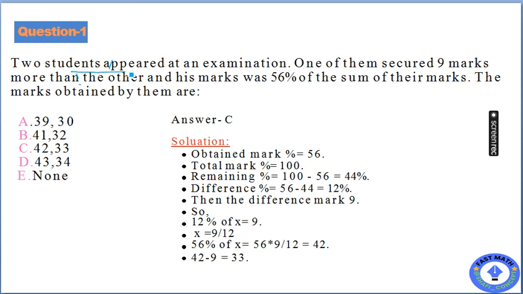There are two students who appeared for an examination. One of them has secured 9 marks additional to the other person. The one who got the highest marks has 56% of the total marks.